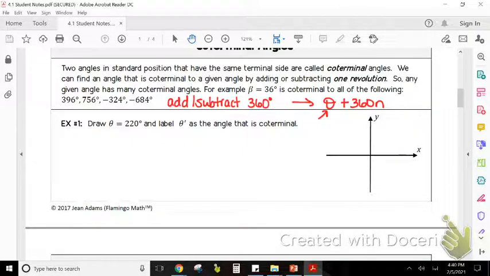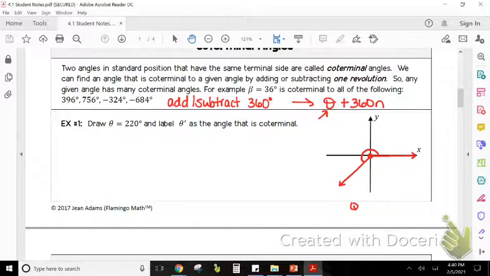All right, so let's move on to example 1 then. It says, draw 220 degrees and label theta prime as the angle that is coterminal. So 220 degrees, we're going to start in standard position. So my vertex at the origin, my initial side on that positive x-axis. And so 220 degrees is going to be somewhere down here, which remember, this is quadrant 3. Let me label them real quick for us.